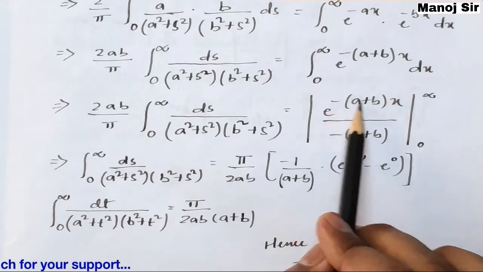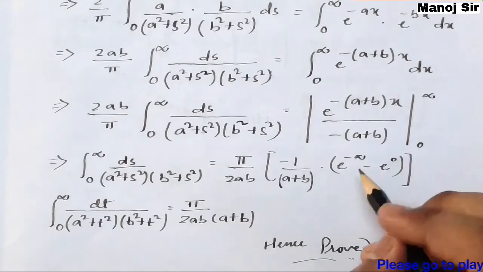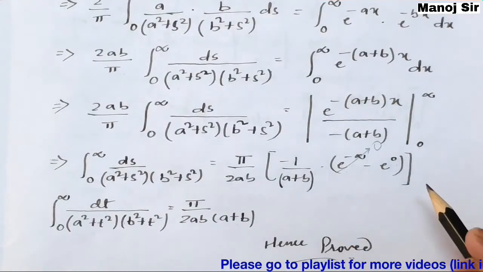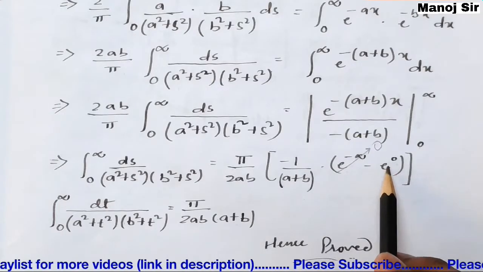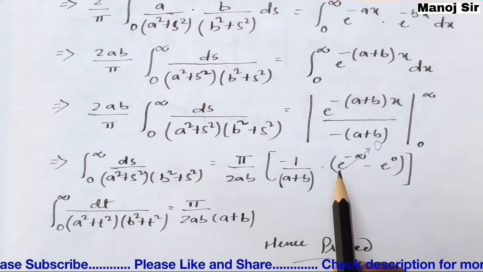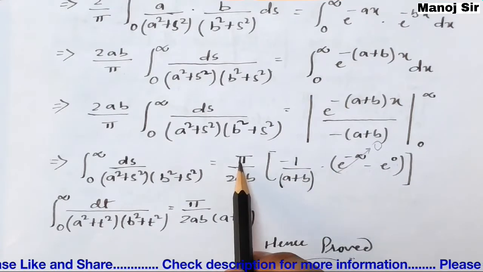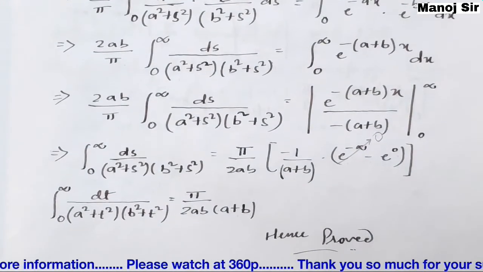So this is going to be e to the power minus infinity minus the lower limit, that is e to the power 0. How much is e to the power minus infinity? 0. And what is e to the power 0? That is 1. So here we have minus 1, and minus 1 will become plus 1. So pi upon 2ab into (a plus b) is the final result.